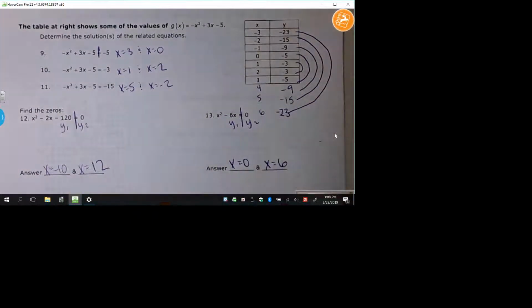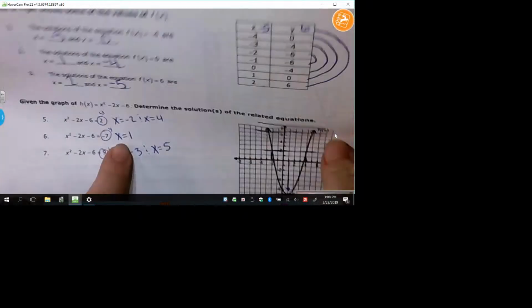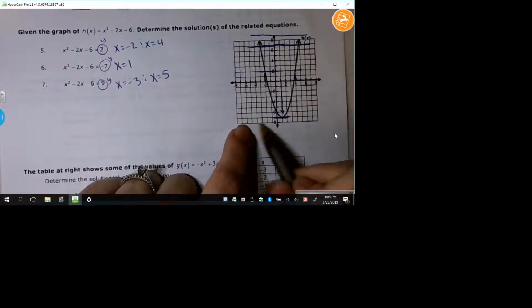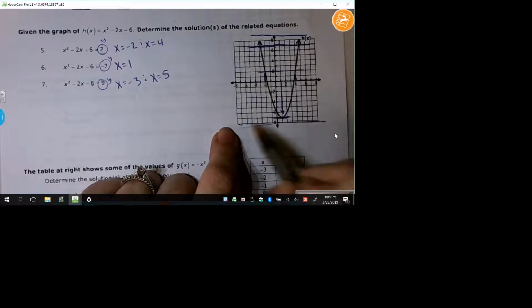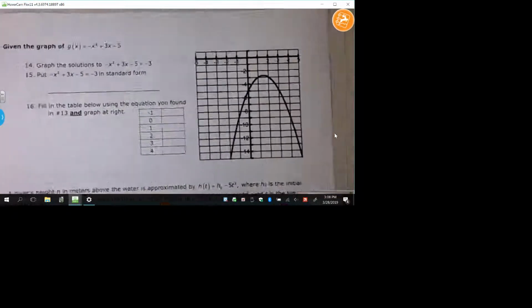So remember, when we're dealing with quadratics, a lot of times there will be more than one answer. But like we saw here, there could also be one, okay? And there could also be none. What if I said equals negative 8? Well, down here, it never touches, so that would be no solution. Okay, guys? Almost done. Over halfway. Okay?